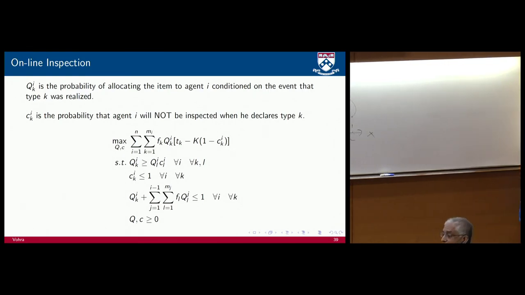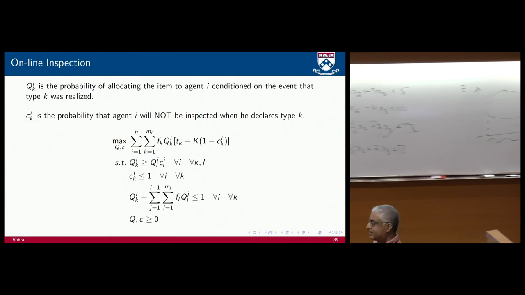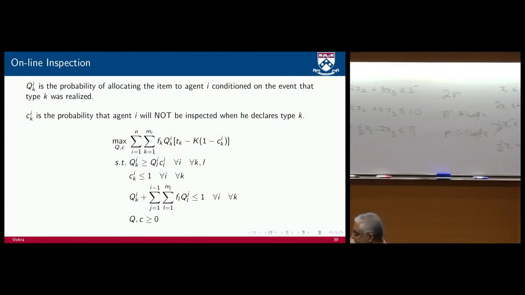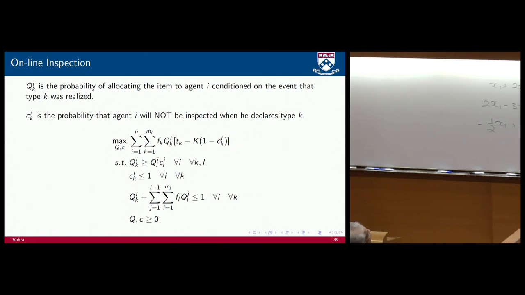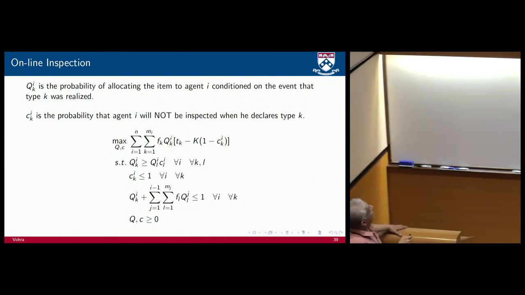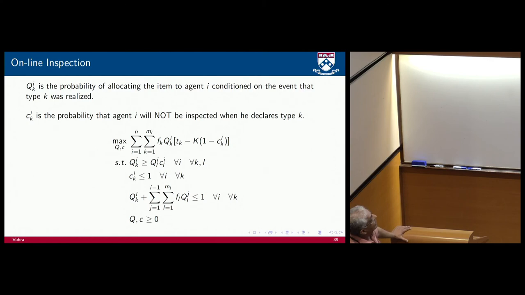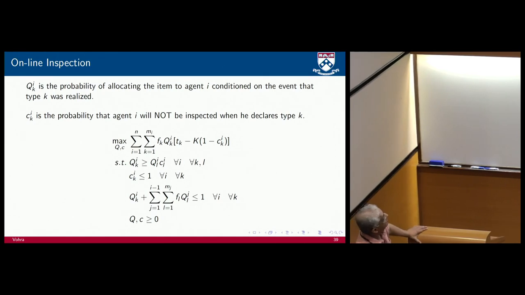Okay. So now let's do the online version of Ben-Porath, Dekel, Lipman. I'm only going to go as far as setting up the problem, just to convince you that it's the same technology as earlier. Okay. Q_ik is the probability of allocating the item to agent i, conditioned on the event that type k was realized. C_ik is the probability that agent i will not be inspected when he declares type k. So I'm summing over the boxes or the agents and then summing over the possible types of each agent. This is the probability the agent has type k.